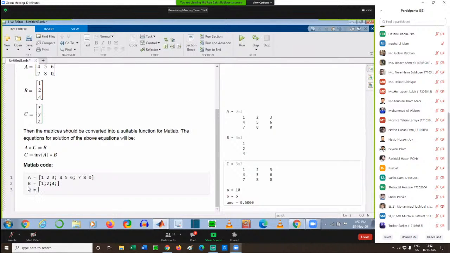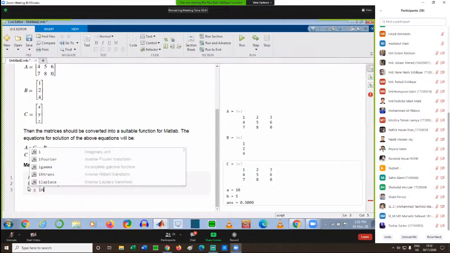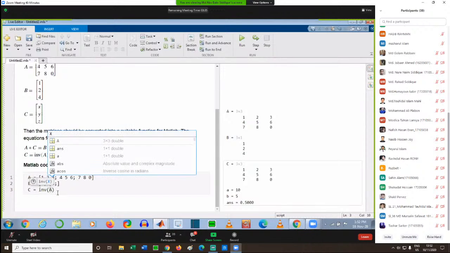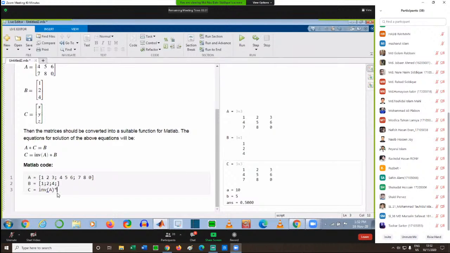Okay, so let me write down that one. This is, I think, the most correct one. It will work with each and every element. So inverse of A into B. Yeah, so always follow this one. This is the best one, I think.